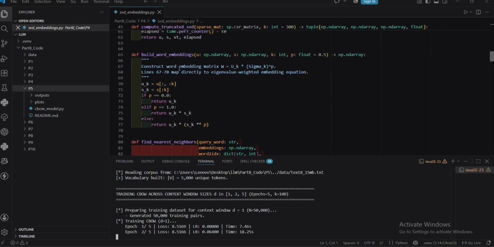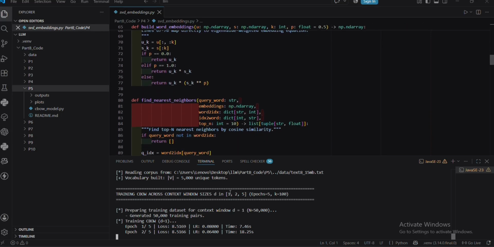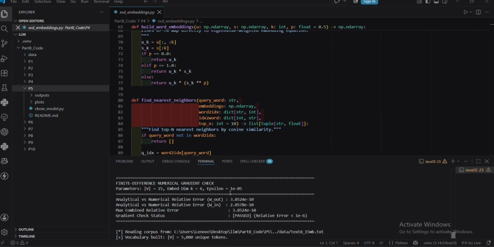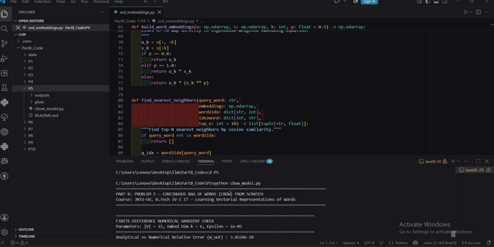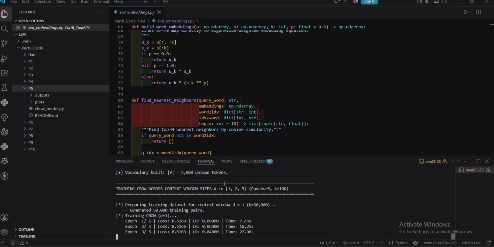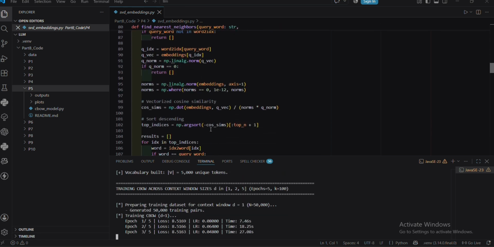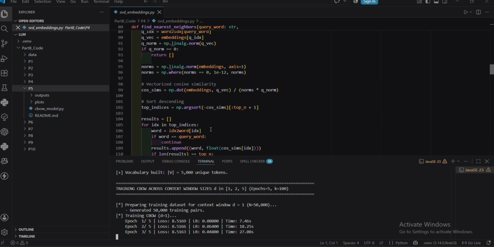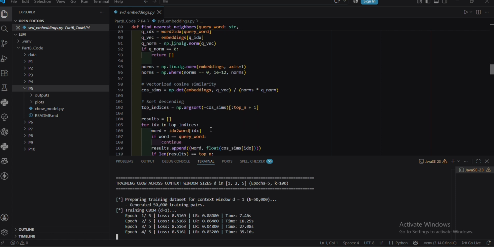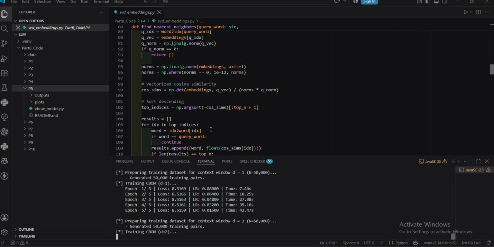I'm going to present the problem of Continuous Bag of Words, or CBOW, from scratch for learning vector representations of words. The main objective of this problem is to implement the CBOW word embedding model from scratch without using a pre-built word embedding library.